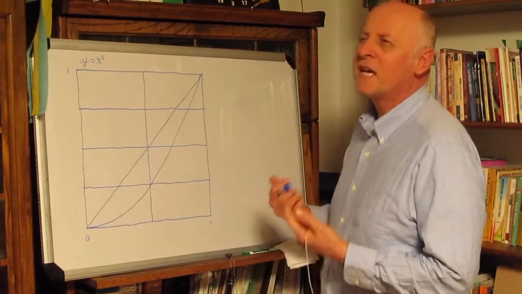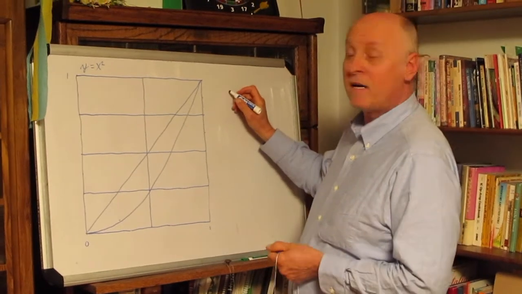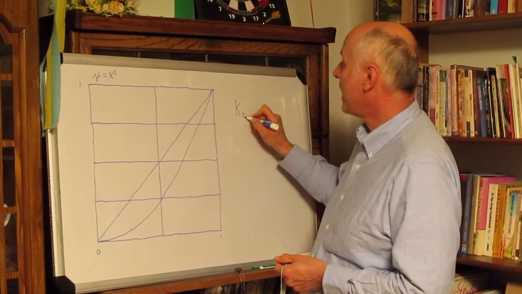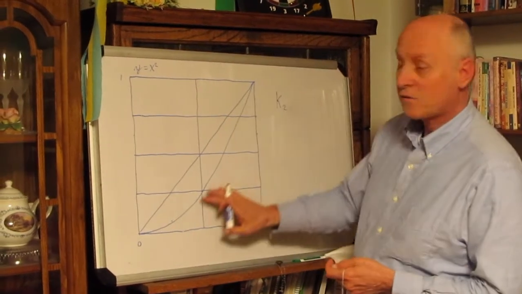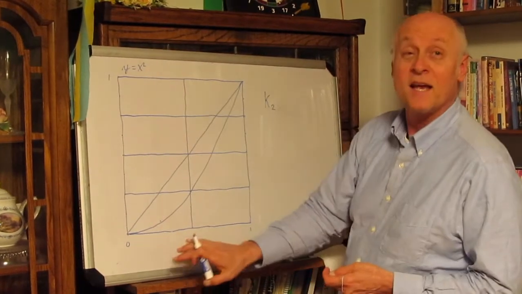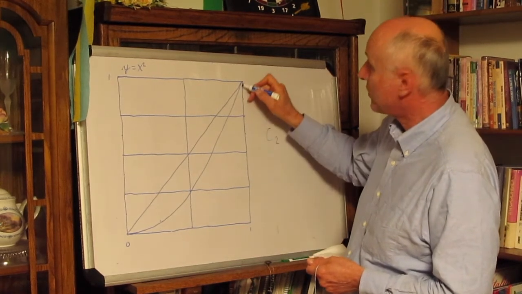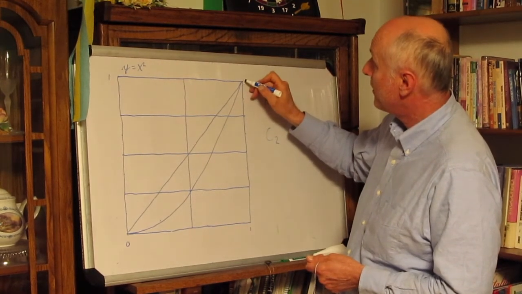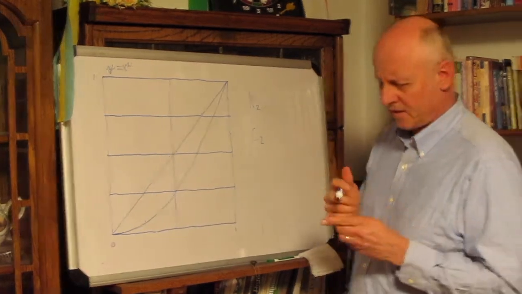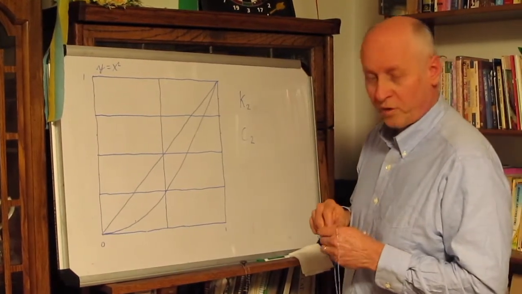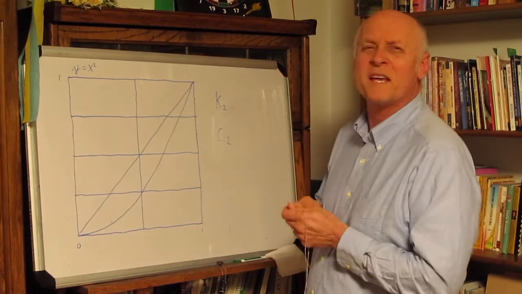And our job today is to estimate what the area ratio K2, which is the ratio of this wedge to the box, and C2, which is the slope ratio of this slope to this diagonal. Just ballpark estimates. It's not super accurate, but estimates are important. It has to make common sense.